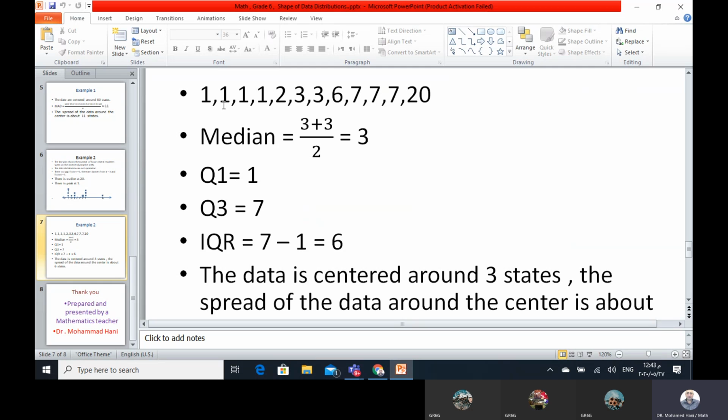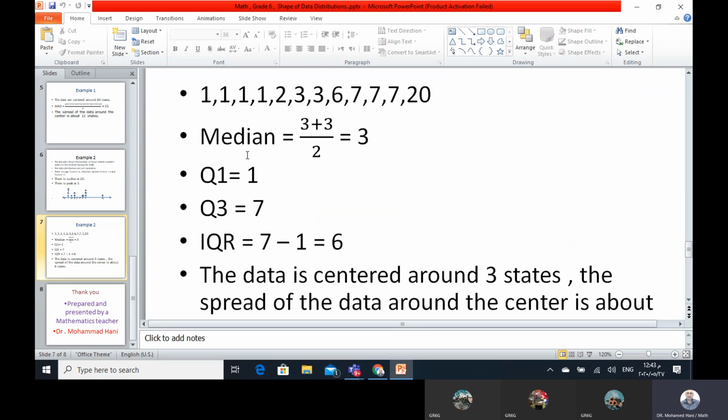Then as you see here, we have 1, 2, 3, 4, 5, 6, 7, 8, 9, 10, 11, 12. 12 is even. So the median, the two numbers in the middle. To find the median, find the mean between 3 and 3. 3 plus 3 divided by 2 will be 3. So the median here will be 3.